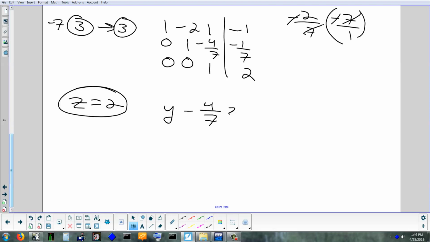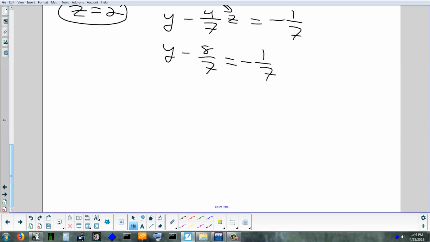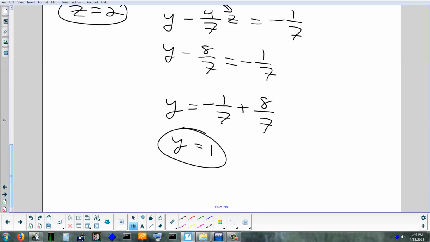Now go back up to the row above it. Y minus 4/7 z equals negative 1/7. But we just figured out z is what? 2. What's 4/7 times 2? 8/7. And how would you move negative 8/7 to the other side? Add it. Negative 1/7 plus 8/7. What's negative 1/7 plus 8/7? 1. 7/7, right? Or just 1. So y is 1.